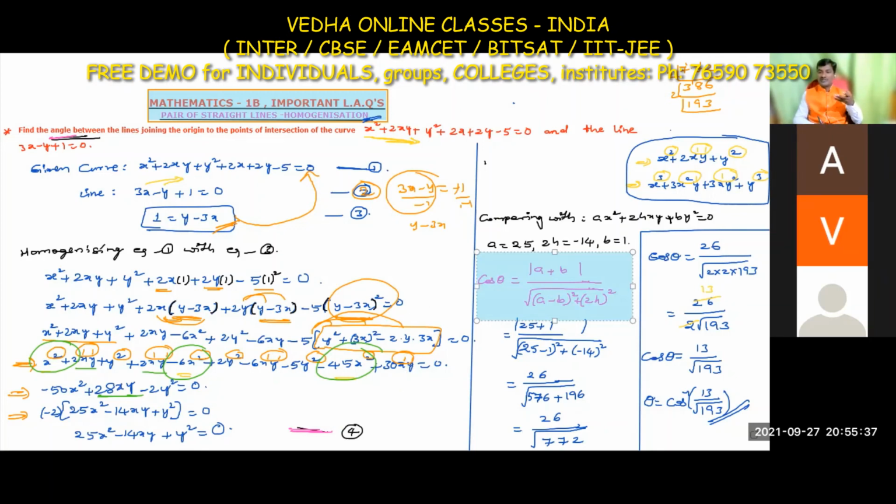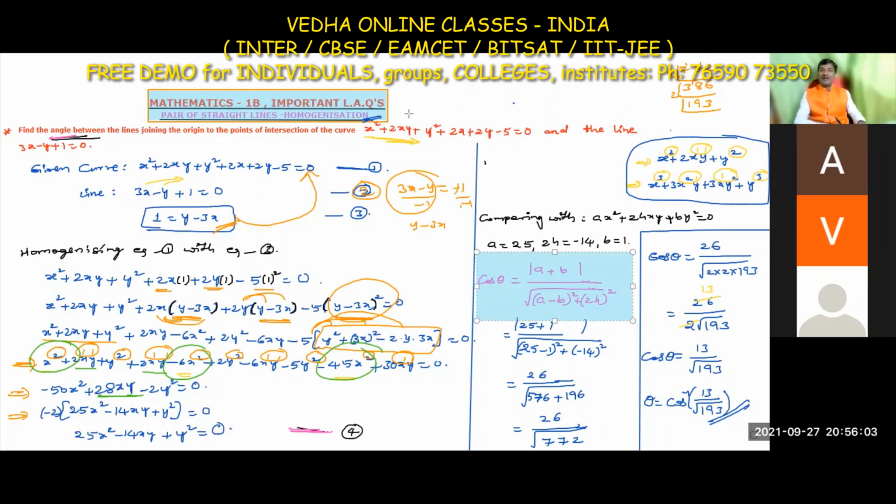So we got 772. We are trying to write it in factorized form. Factors: 2 into 2 into 193. 2 into 2 becomes 2 square, 2 square means one 2 will come outside, and 193 stays inside the root. So theta is equal to cos inverse of 13 divided by root 193, which is the required solution.